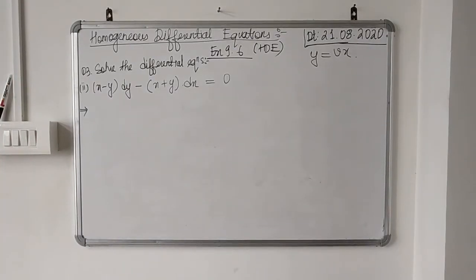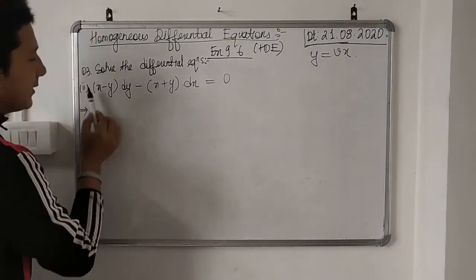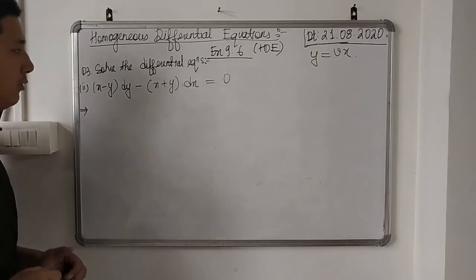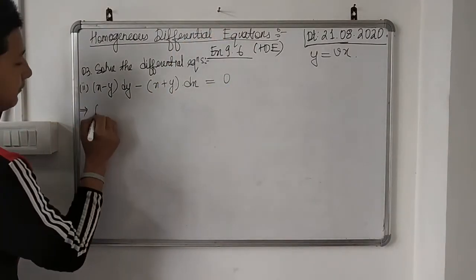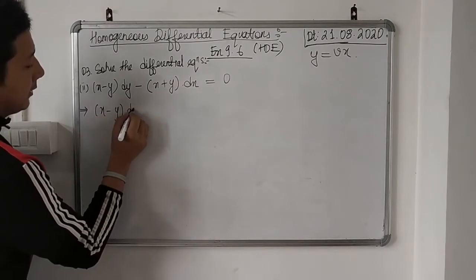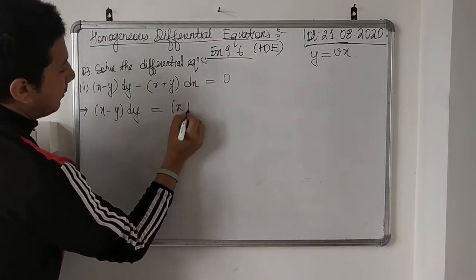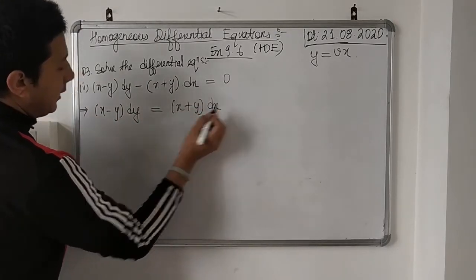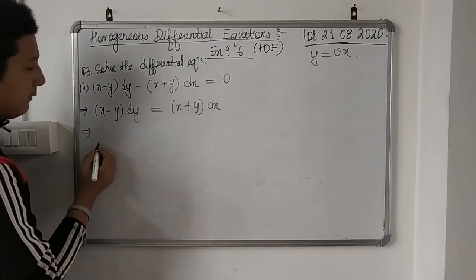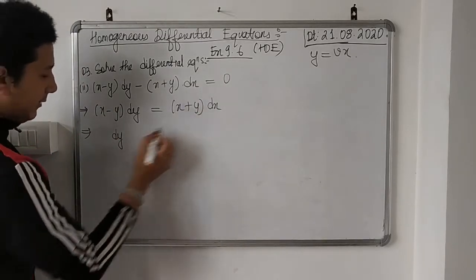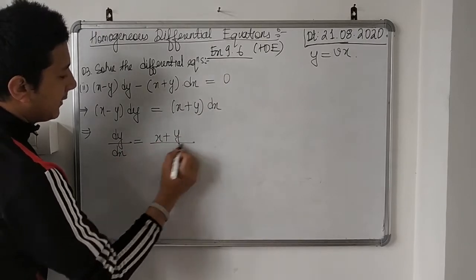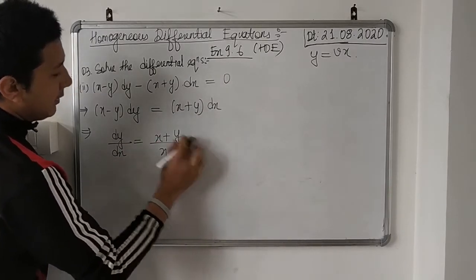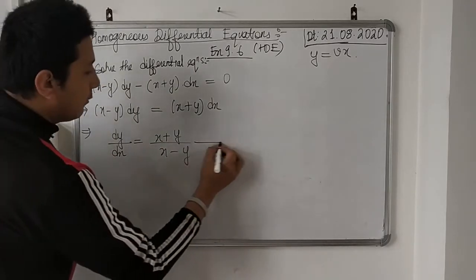Alright, the next one I'm taking is question number 3 part 2. So since dy and dx are on the same side, I cannot do it directly. Okay, so I have to take one of them to the right hand side. So I'm taking the second term to the right hand side, it becomes positive. Okay, now please write in the form of dy by dx. So dy divided by dx is equals to (x plus y) divided by (x minus y). Let us give it as equation number 1.